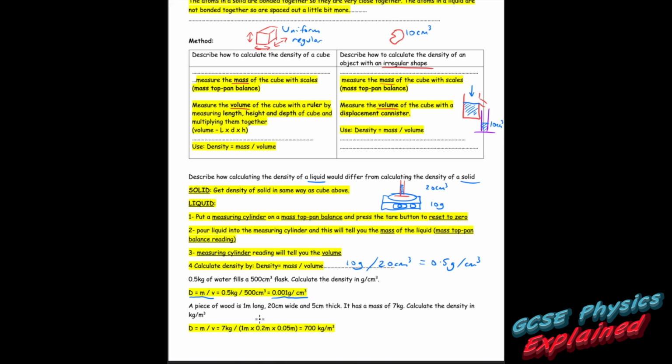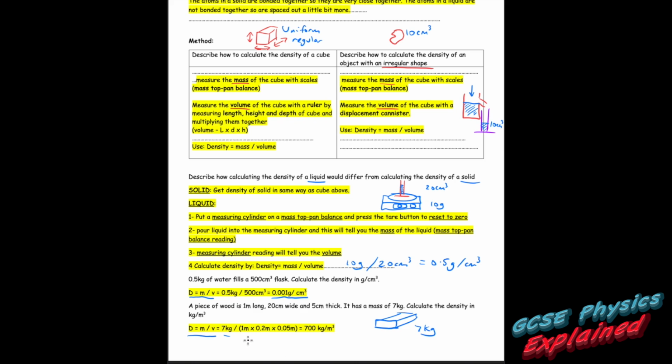The piece of wood is 1 metre long, 20 centimetres wide and 5 centimetres thick. It has a mass of 7 kilograms. Calculate the density. So it's 20 centimetres wide, it's 5 centimetres thick, and it's 1 metre long. And that's 7 kilograms. So density is mass over volume. So your mass was 7 kilograms.